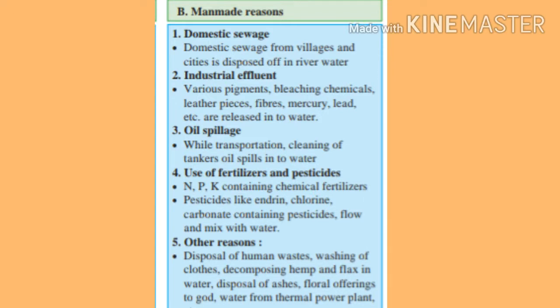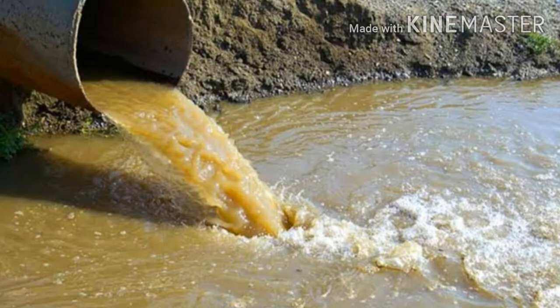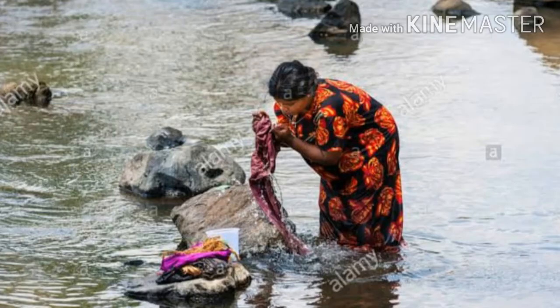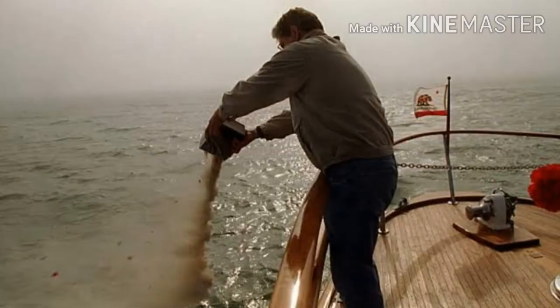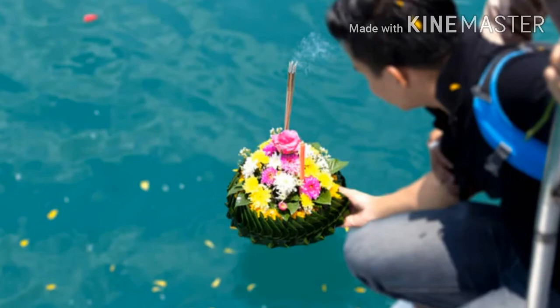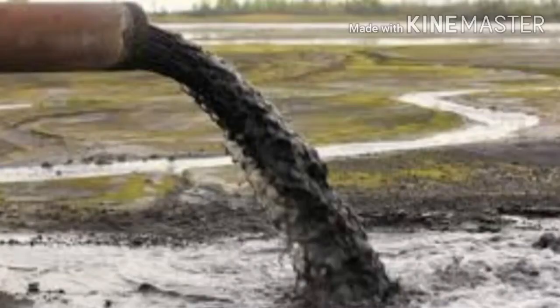NPK-containing chemical fertilizers and pesticides like endrin, chlorine, and carbonate-containing pesticides flow and mix with water. Fifth point, other reasons: disposal of human waste, washing of clothes, decomposing hemp and flax in water, disposal of ashes, floral offerings to God, water from thermal power plants, etc.